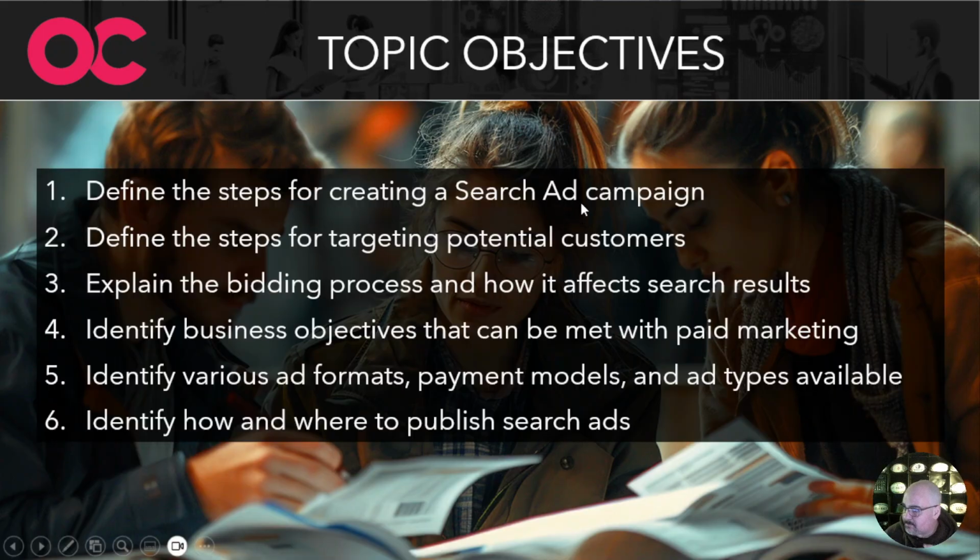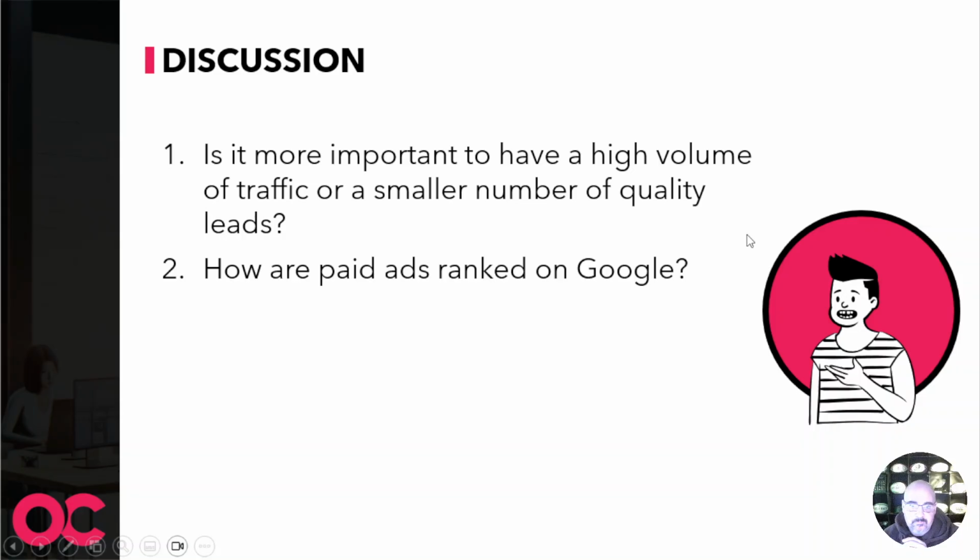epi@okanagan.bc.ca is my email. So just having a look at the objectives for this one, we're looking at the steps or the process to create a search ad campaign. We're looking at the steps for targeting customers. We're looking at the bidding process and ad rank. We'll look at different business objectives that can be met with paid marketing, different ad formats, payment models, and ad types, and then how and where to publish ads.